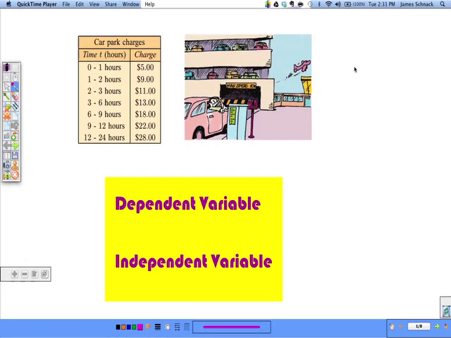All right, we're going to talk about relations, functions. I'm going to throw a bunch of vocabulary at you here. First two terms, dependent and independent variables. So we have a table of values here.